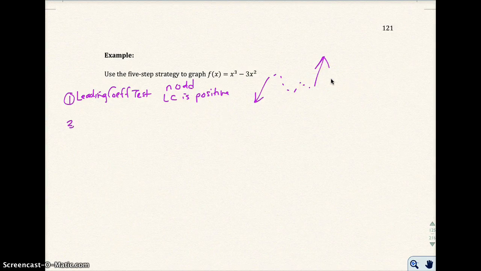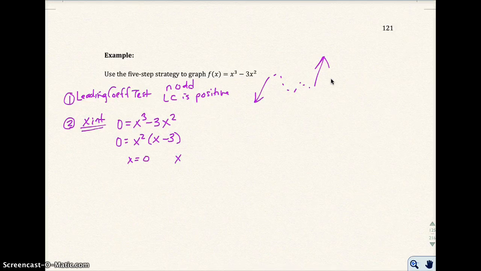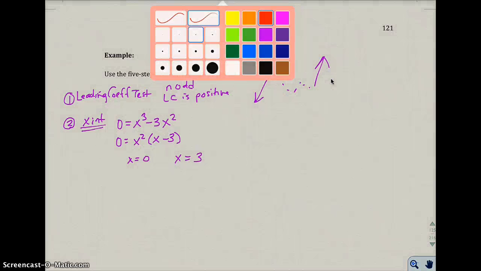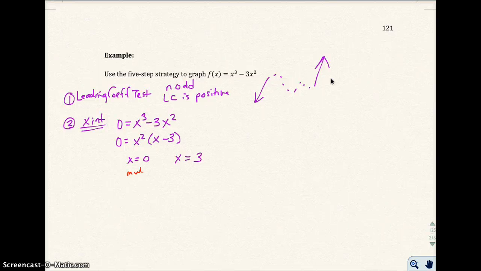The next thing you want to do is find the x-intercepts. Set the polynomial equal to 0, so I have 0 equals x to the third minus 3x squared. We'll pull out the GCF. I get x squared times x minus 3. That means x equals 0 and x equals 3, but the 0 has a multiplicity of 2, because this is x times x, and each of the x's equals 0. Then we have the multiplicity of 1 for 3, because this zero only occurred once.